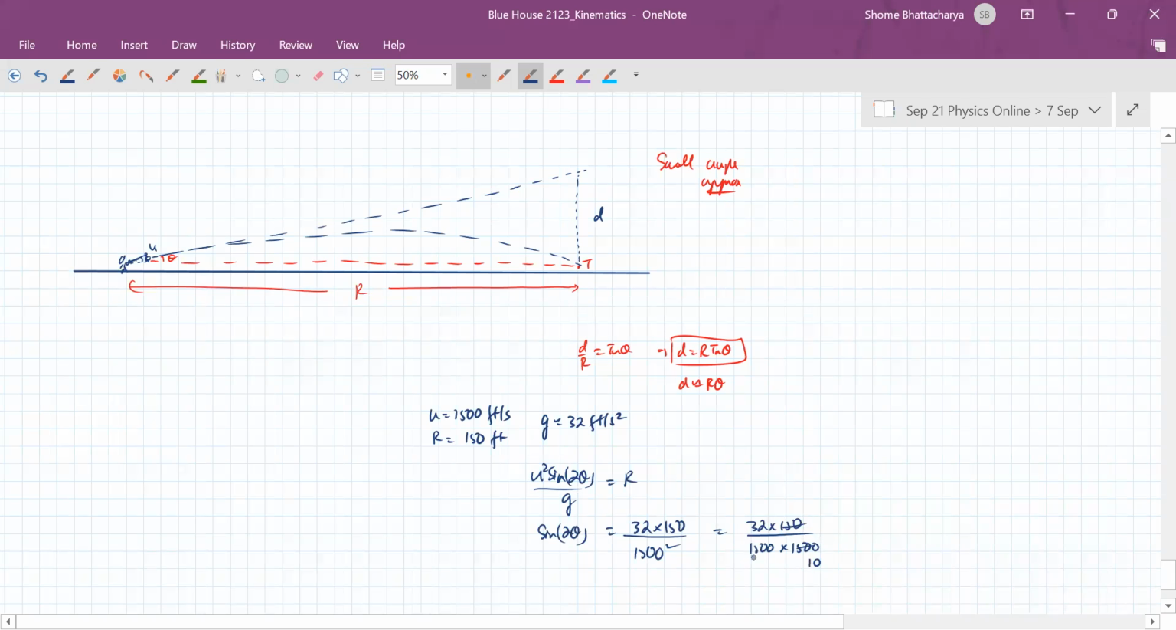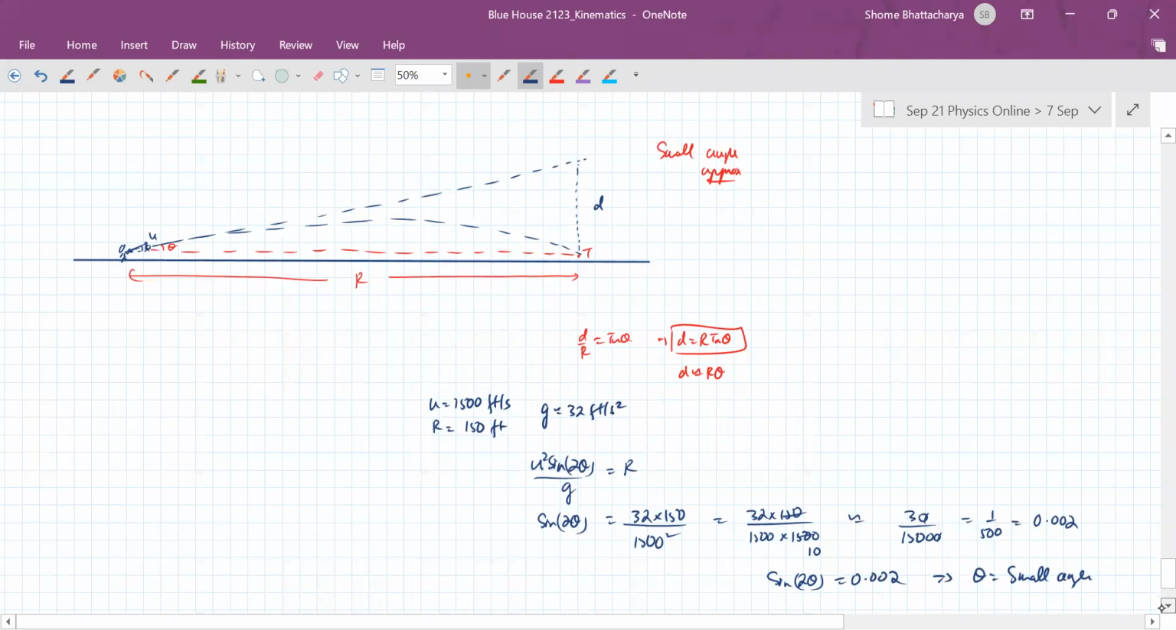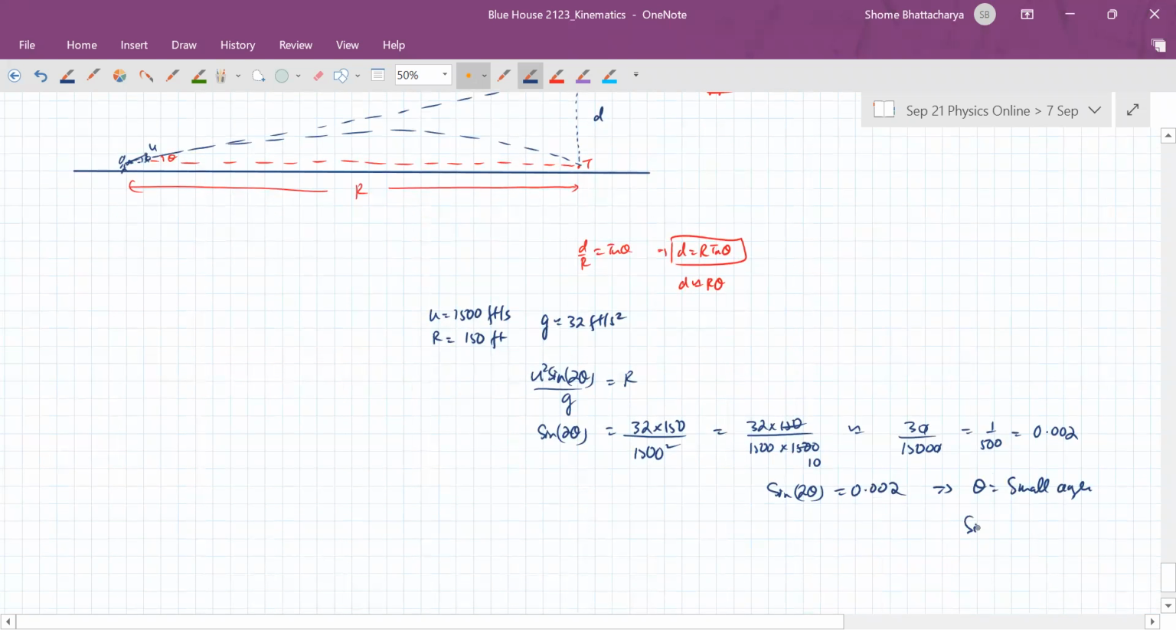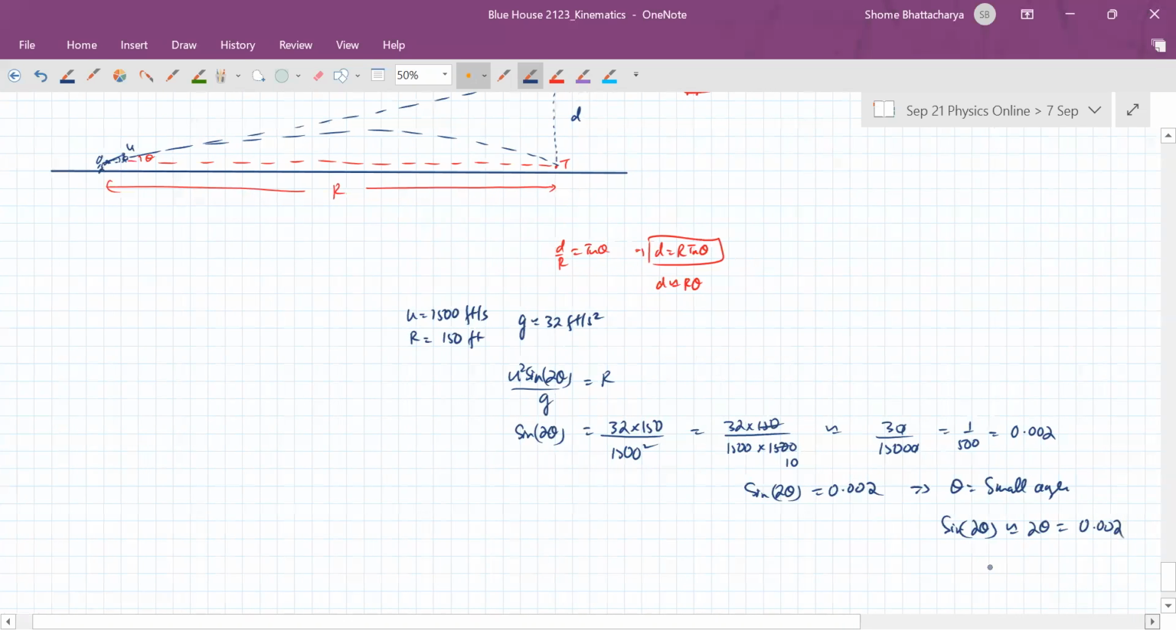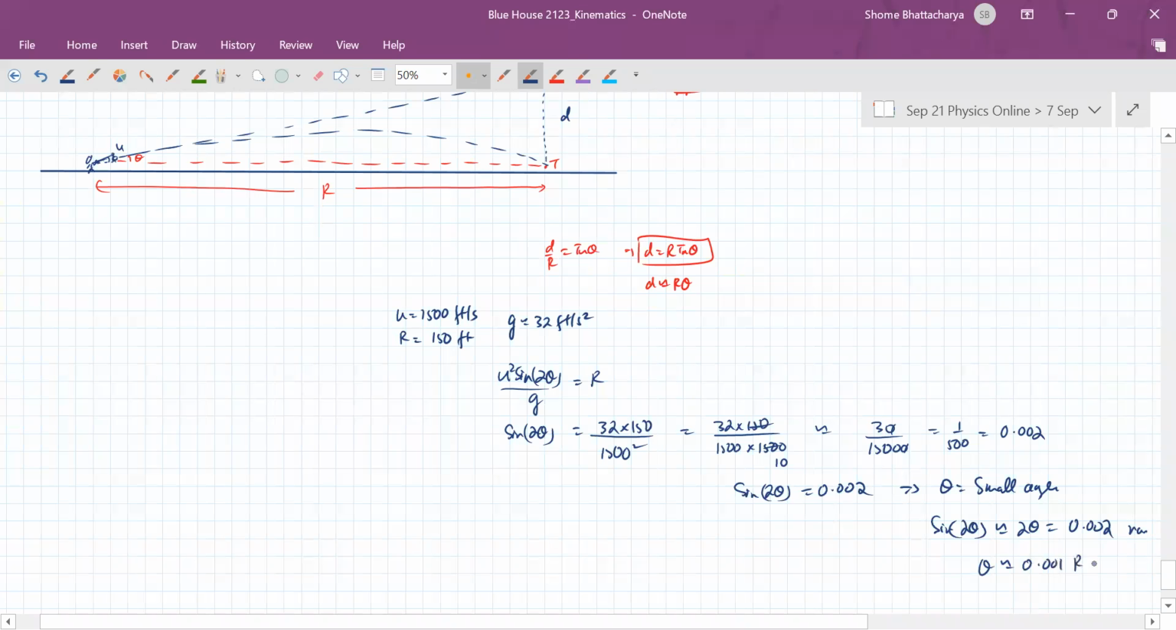Very approximately, we can take this as 30 divided by 15,000. So 1 by 500, which is 0.002. You can see that sine 2 theta is 0.002, which means that theta must be a very small angle. When we have a small angle, we can take sine 2 theta as approximately 2 theta only, which is 0.002 radians. So theta is approximately 0.001 radians.